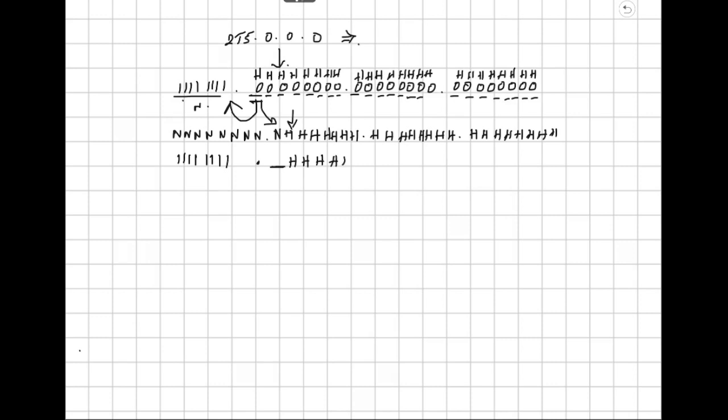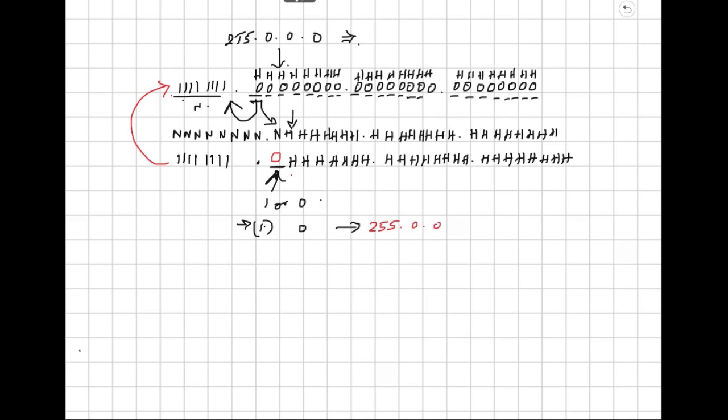That means previously it was 0, now also it will be 0. So in this place we can either keep 1 or 0. So first let us place 0. If you place 0 here, it will be the same as this one. It is the same. That is 255.0.0.0.